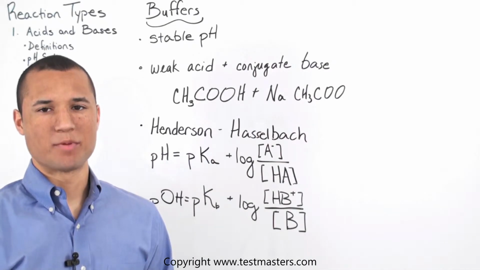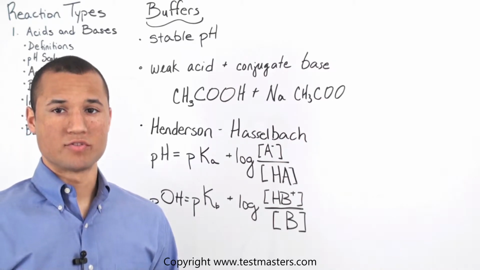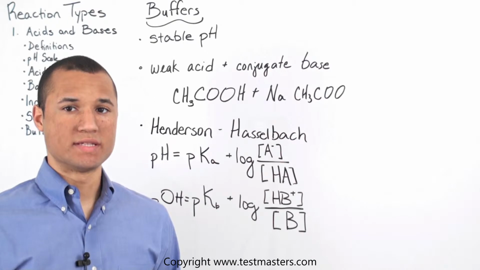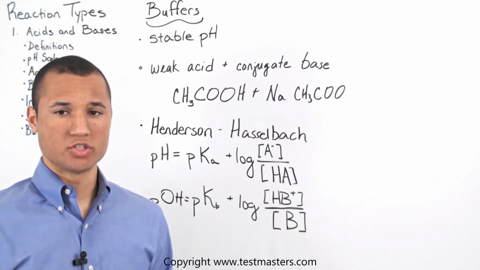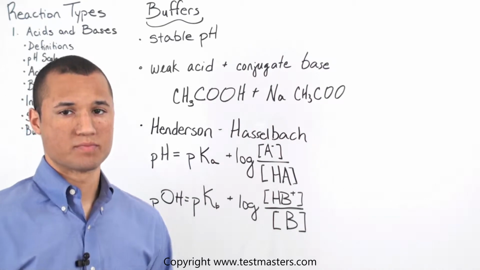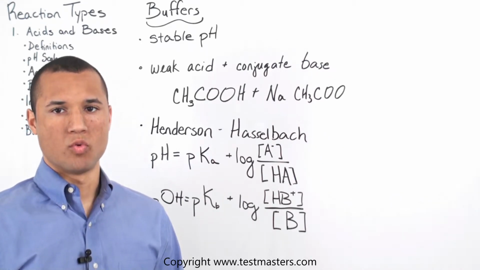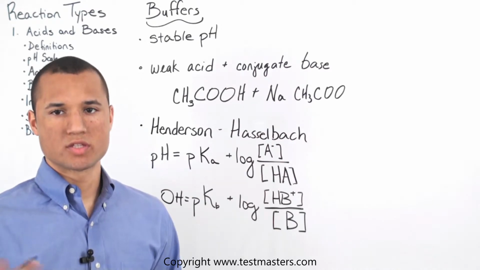All right, our last topic when it comes to acids and bases is buffers. Buffers are solutions that are resistant to change in pH because they are resistant to both acids and bases. How do they do it? Well, they combine the properties of a weak acid or base with its conjugate.